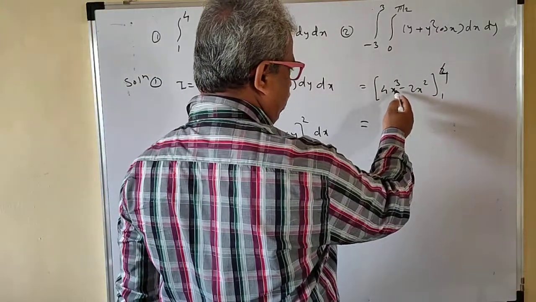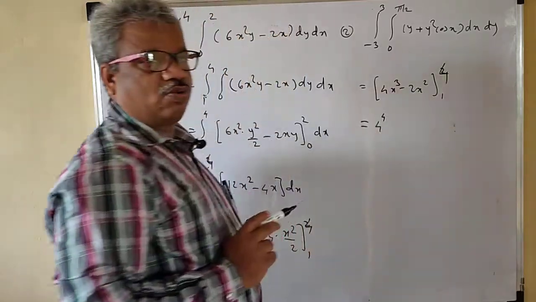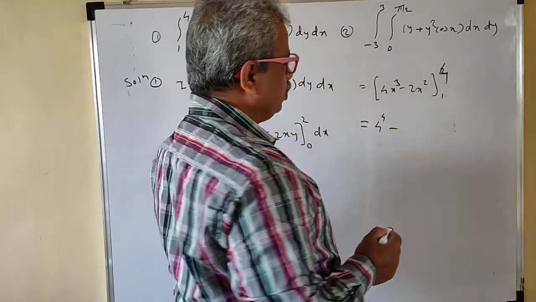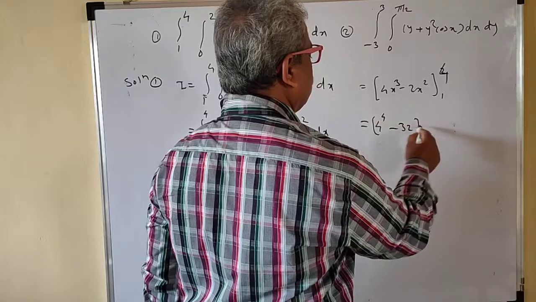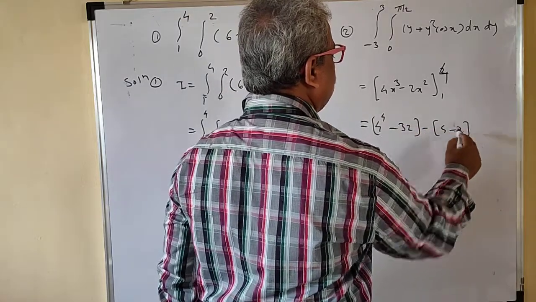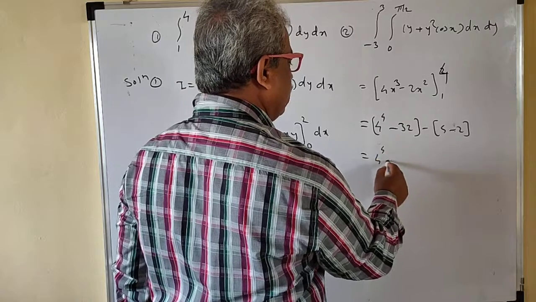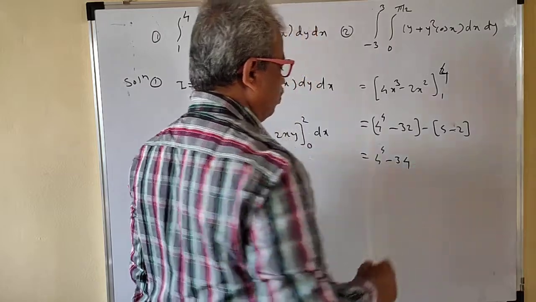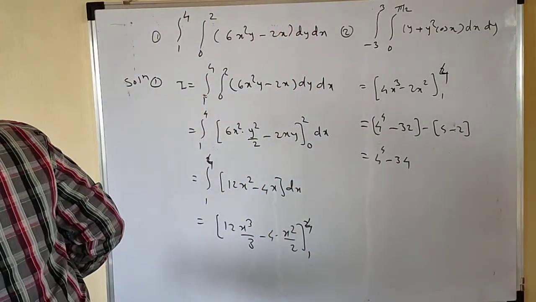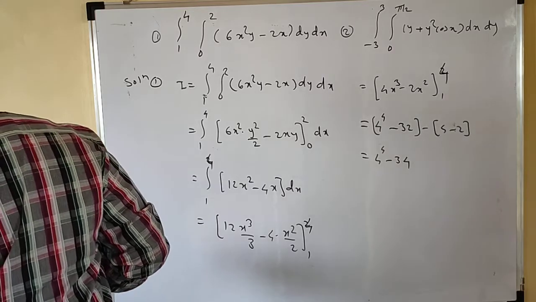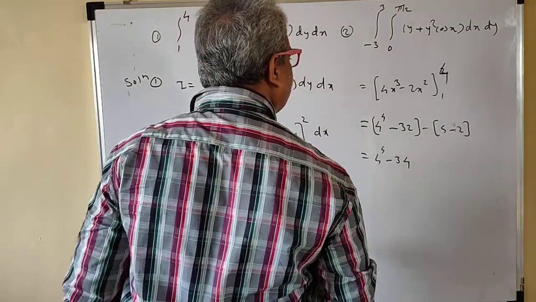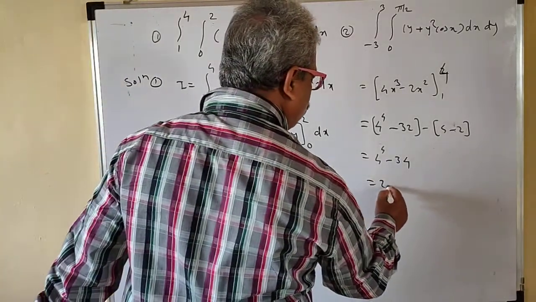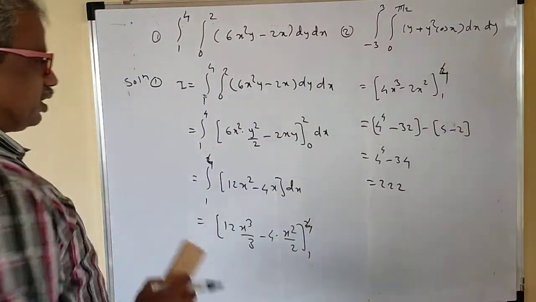So if you put 4 here, this is 4 to the power 4 minus 4 square, 16, so this is 32, minus this is 4 minus 2. So 4 square minus 30, plus 2, so 34. 4 to the power 4 is 224. So 224 minus 34, the total answer is 222. Okay, just check this.